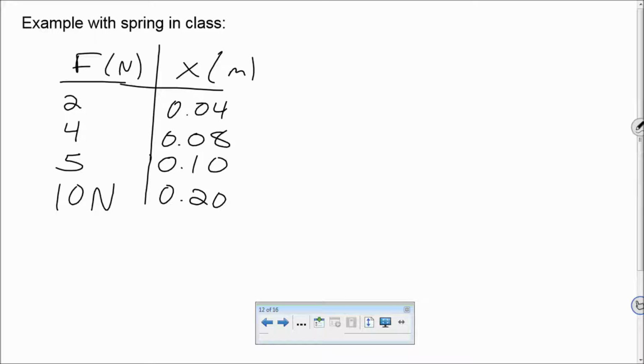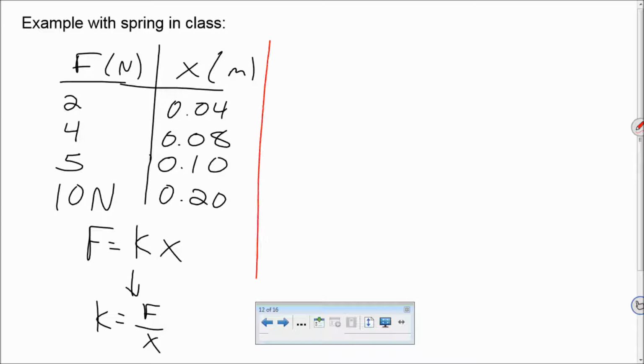All right, so check it out. Hooke's law tells us that F is equal to k times x, right? So if I rearrange this, I get k equals F over x, right? So let's take a second for each of our trials that we just did. Let's figure out what k is. For each of these, I'm going to do force divided by x.